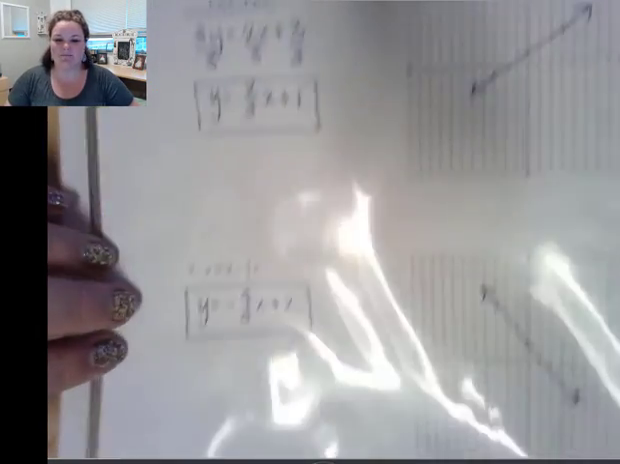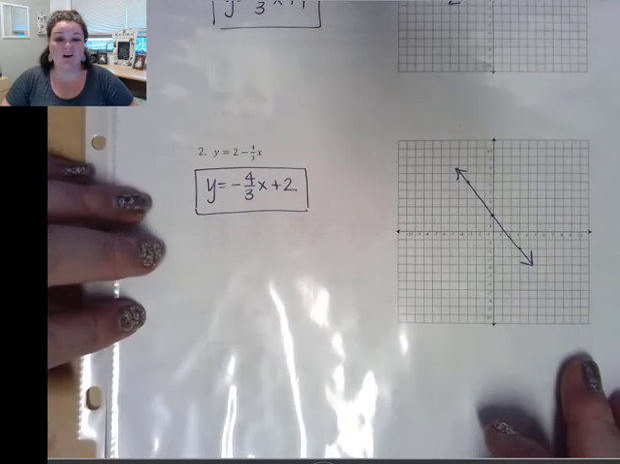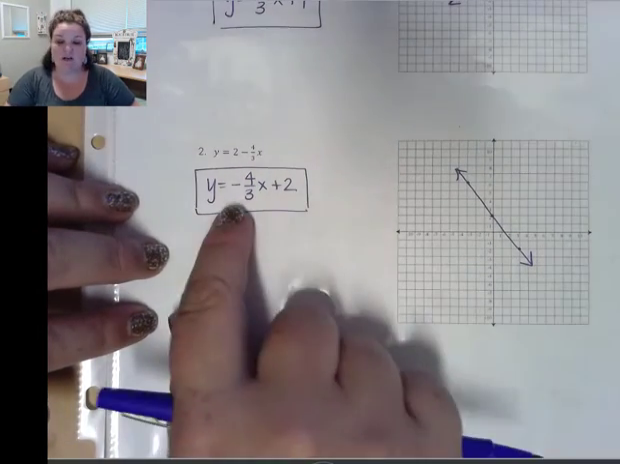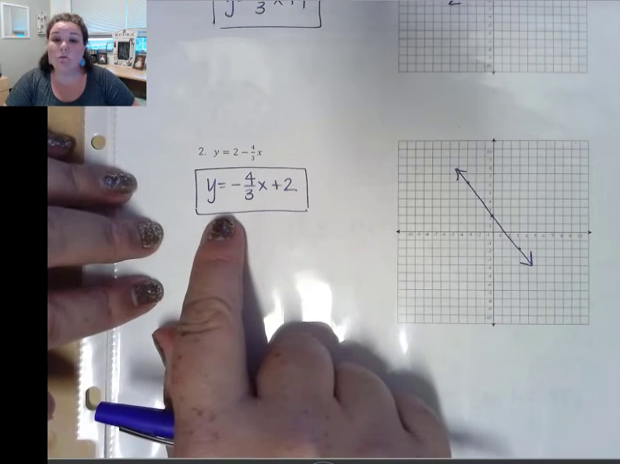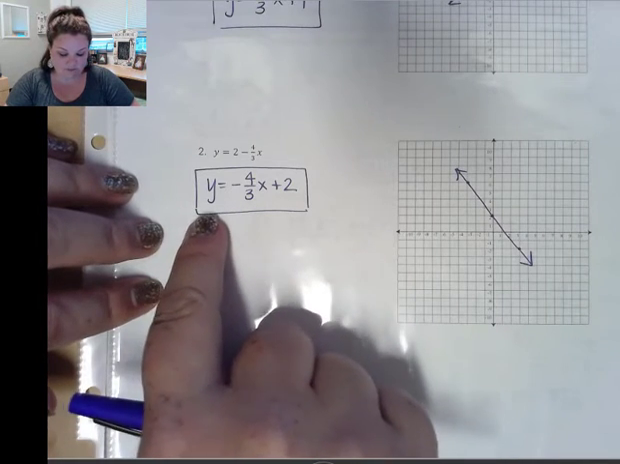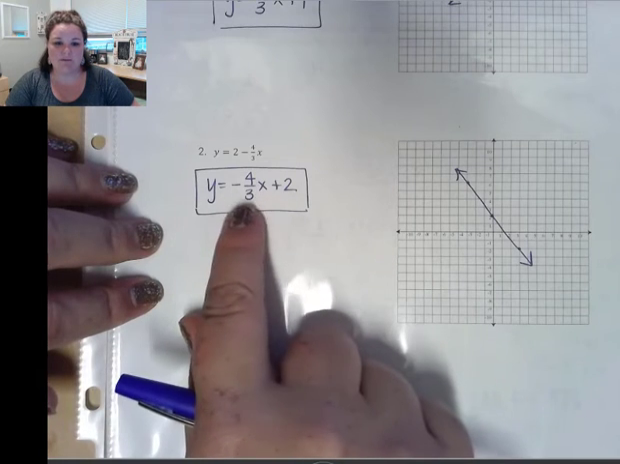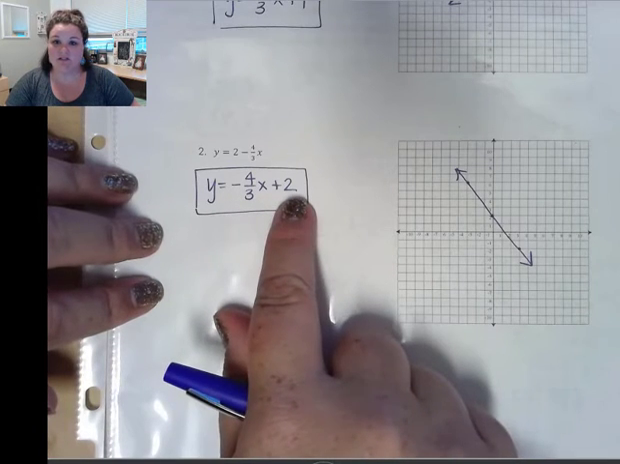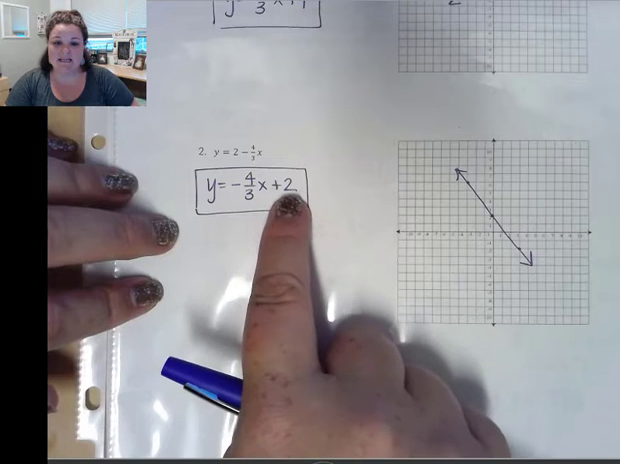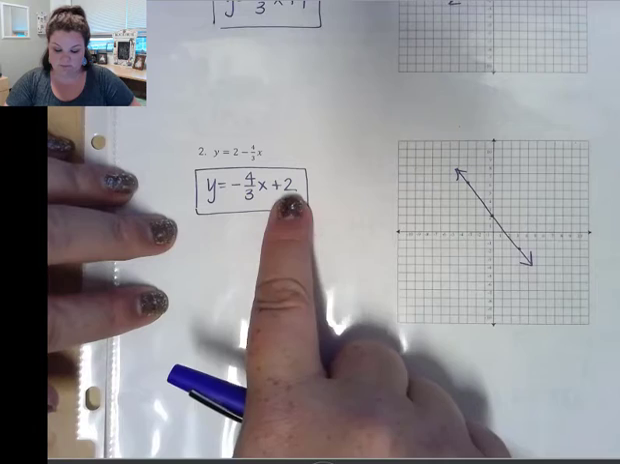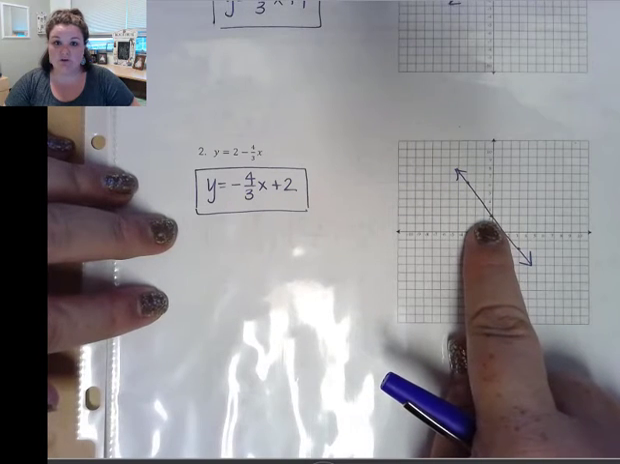Okay, let's look at the second one. The second one was already solved for you, but sometimes people get a little bit confused if it's not written in the right order. So remember, to be in y-intercept form, you need the x term written first. So all I did was rewrite it with the x term first and the constant term second. So I can see that that constant term, 2, is my y-intercept. So my y-intercept is over here at 0, 2.